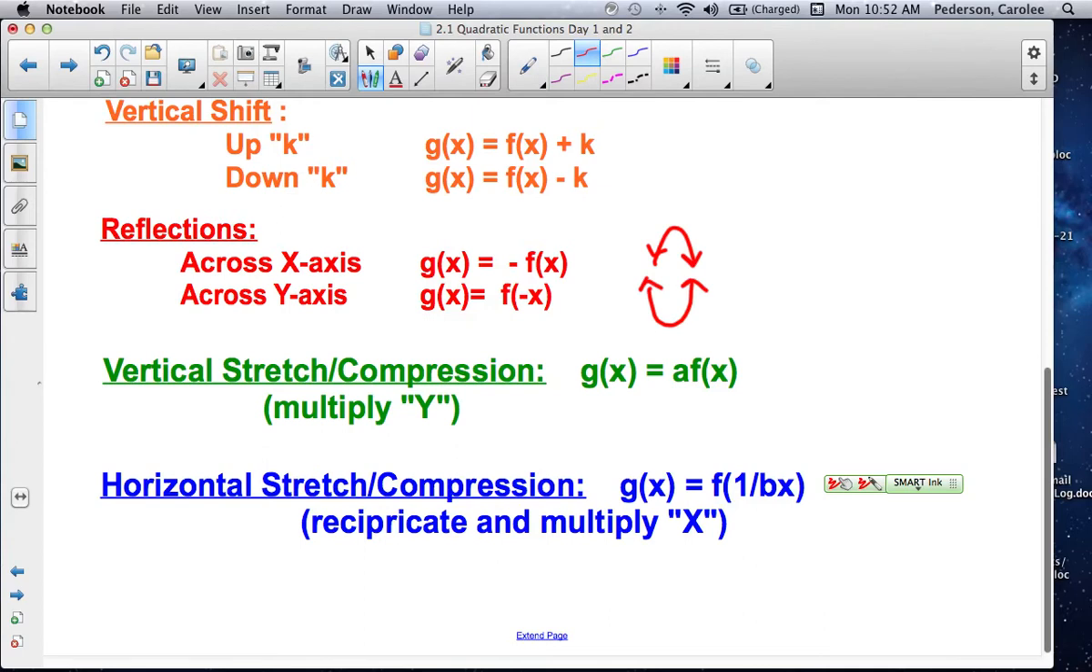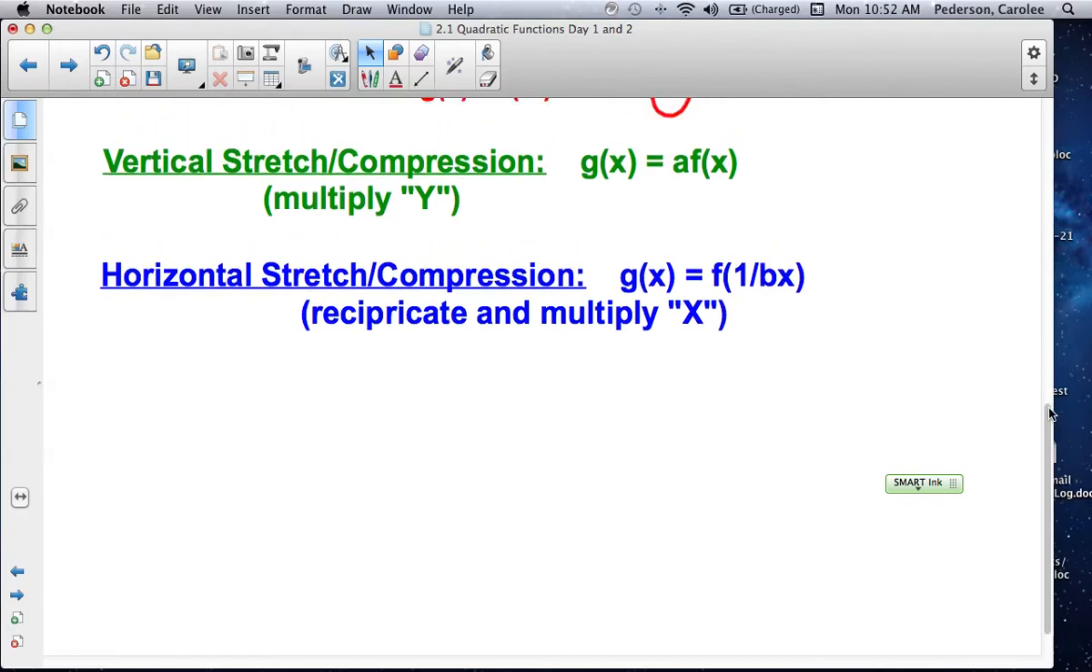The last two are the green and the blue transformations. Vertical changes are multipliers of a in front of the function. Think of those as your stretches and compressions. It's changing the y-axis, so you multiply every ordered pair by that a. The blue is a number inside the function, inside that parentheses. And what we have to do with those is reciprocate that number and then multiply the x value of every ordered pair by that multiplier. And those change the horizontal axes.